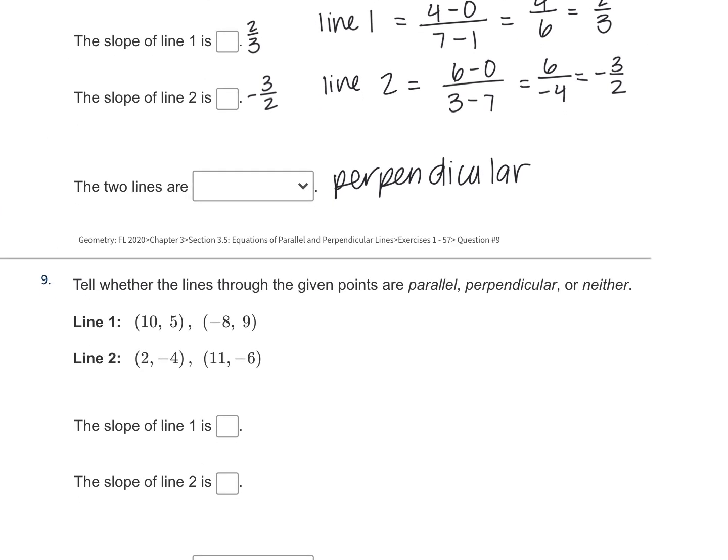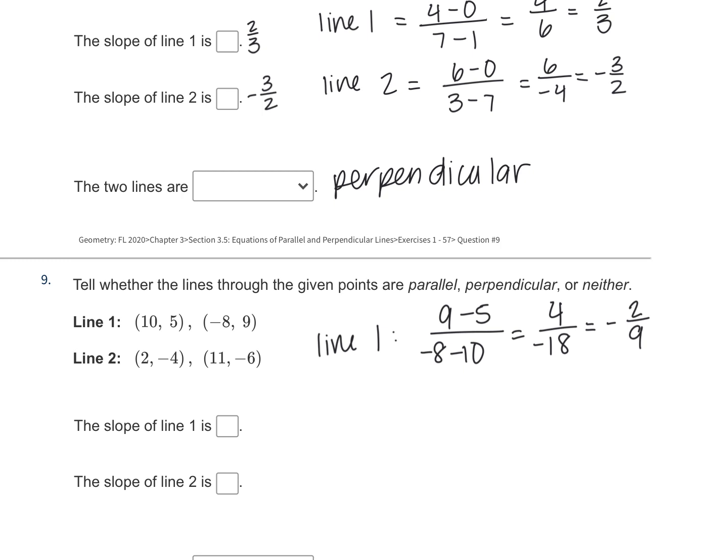All right, looking at number 9. It says tell whether the lines through the given points are parallel, perpendicular, or neither. So we're still doing the same thing. So I'm going to use my formula. I'm going to do line 1. I'm going to have 9 minus 5 over negative 8 minus 10. I'm going to get 4 over negative 18. I could simplify this using 2. What am I going to simplify it to? It's going to be negative 2 over 9.